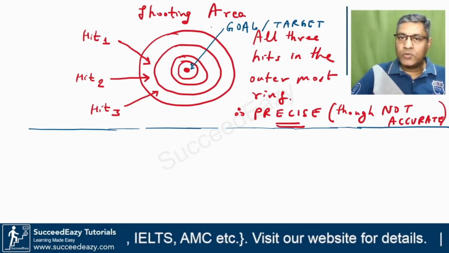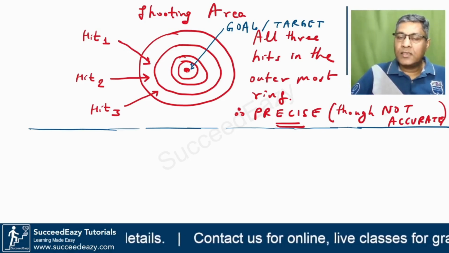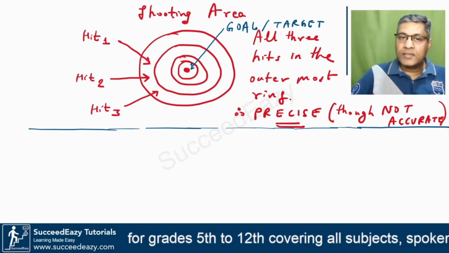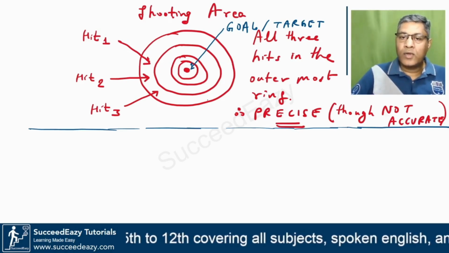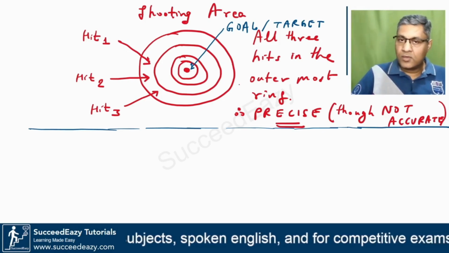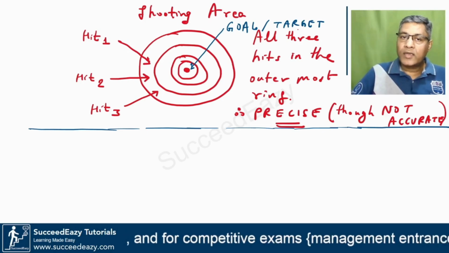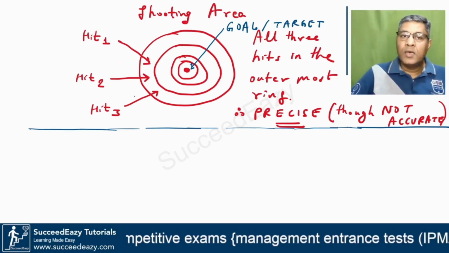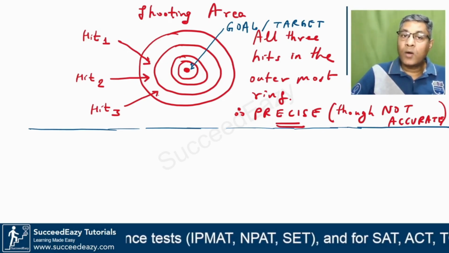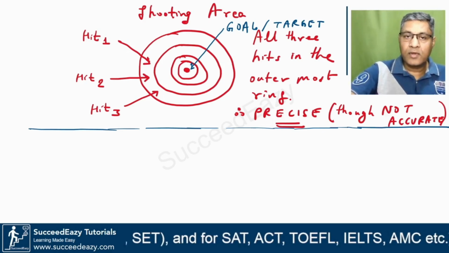Again, taking the same shooting area, but if the hits are like this, none of the hits is in the bull's area. All our darts are in the outermost ring. But this kind of shooting can be called precise, though it is not accurate. Why? It is not accurate because we didn't hit the bullseye. That is, we didn't hit our goal or target. But why is it precise? Because there is a consistency in our hits. All the hits are in the outermost circle, right? I hope the concept is getting clearer by now.